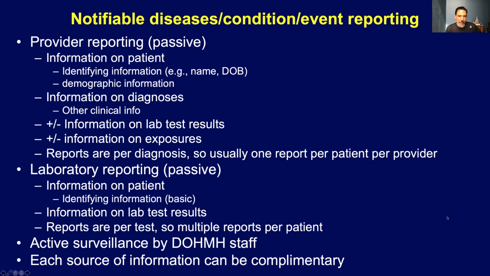For laboratory reporting, you get that sparse information that I mentioned, some basic identifying information, the lab test results, and reports are per test. So just from a data management standpoint and understanding the data you're getting, there may be multiple lab reports for a single individual in the reports coming from labs. And you can complement this or even replace provider reporting and lab reporting with something that's more active surveillance. But usually it's some combination of these three things. Usually it's passive, and sometimes where there are resources available or where the goals of the surveillance system dictate it, active surveillance is a key part of the system.